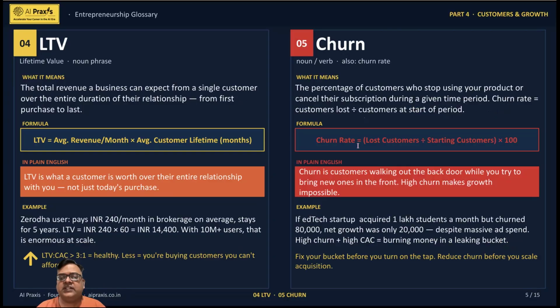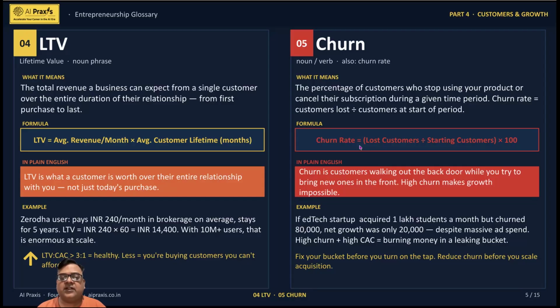Okay, so here on this slide, you can see there are two terms, LTV and churn, the most critical metrics in any business. First, we'll of course start with LTV. LTV stands for lifetime value. Lifetime value, right? Lifetime is like one word. The definition says LTV is the total revenue a business can expect from a single customer over the entire duration of the relationship, from the first purchase to the last purchase.